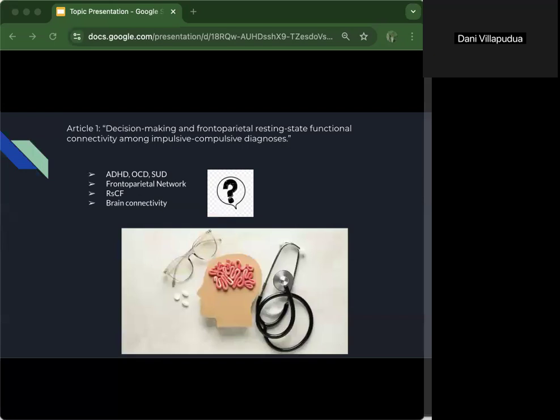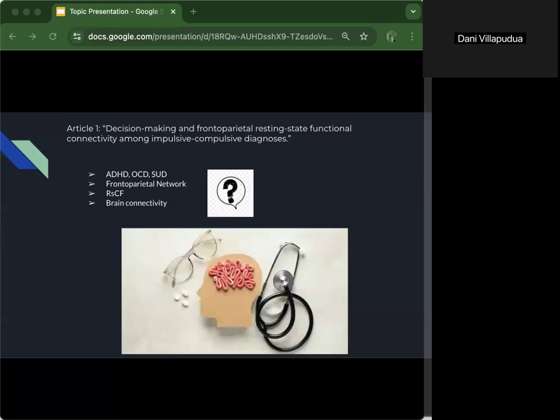So, resting state functional connectivity, because it's a long word, from now on we're going to call it RSFC, refers to the measurement of how strongly different regions within the frontal parietal network of the brain are correlated with each other in terms of their neural activity. The study addressed theories related to dimensions in psychopathology, specifically focusing on how decision-making varies across different diagnostic groups and how brain connectivity might predict these patterns.